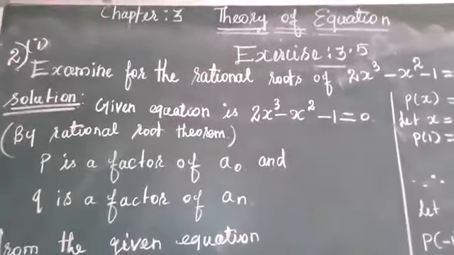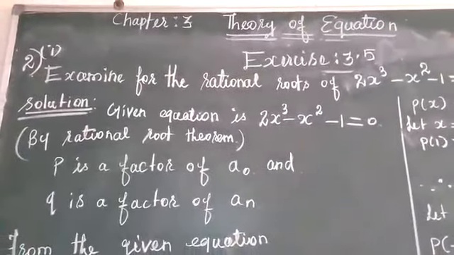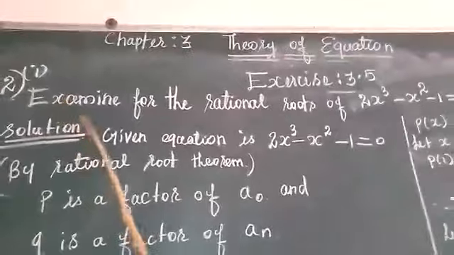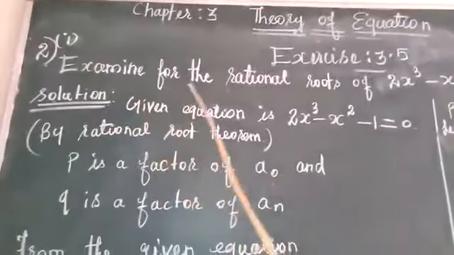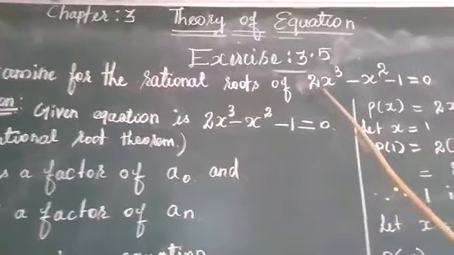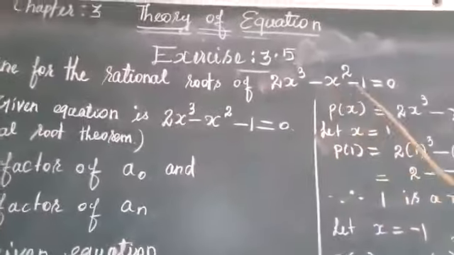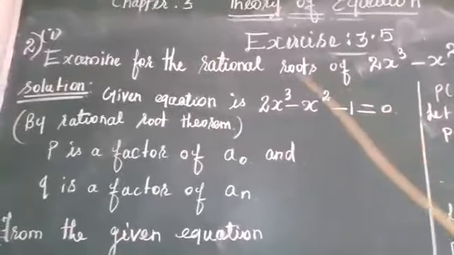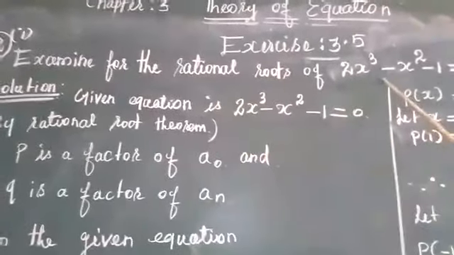Now we are going to learn exercise 3.5, question number 2, first subdivision. Examine for the rational roots of 2x cube minus x square minus 1 is equal to 0. Now we have to find out the rational roots of this cubic equation.